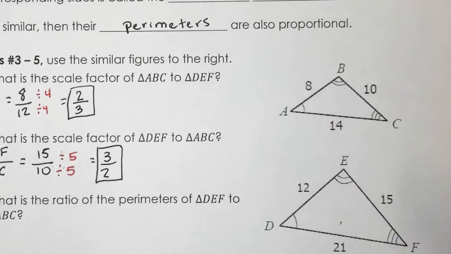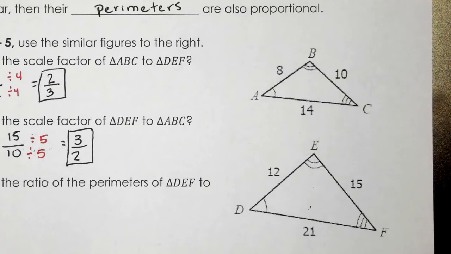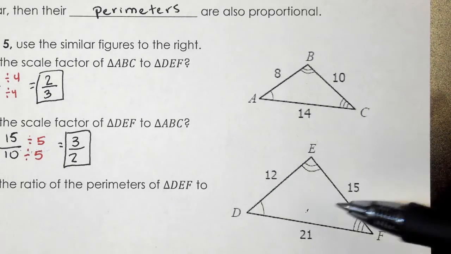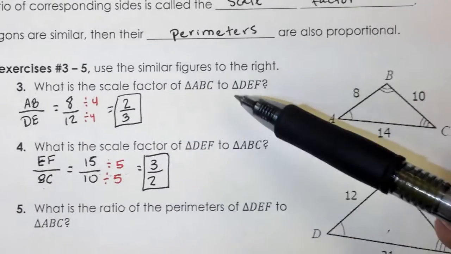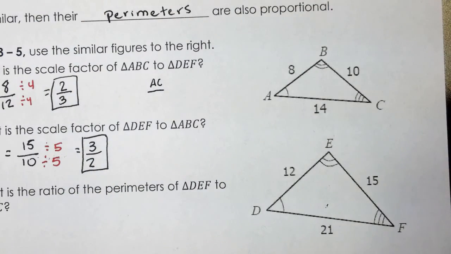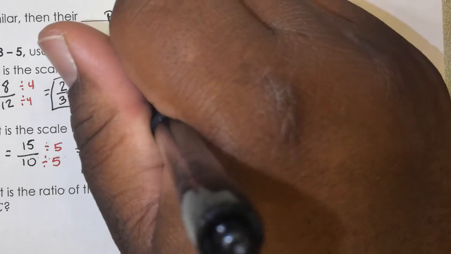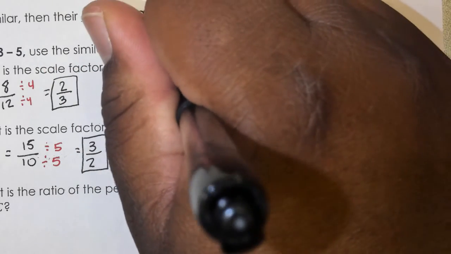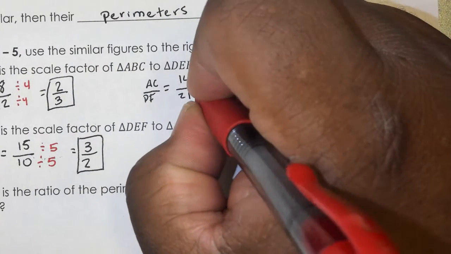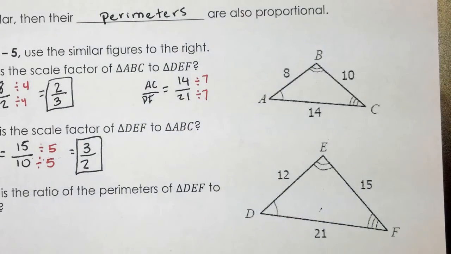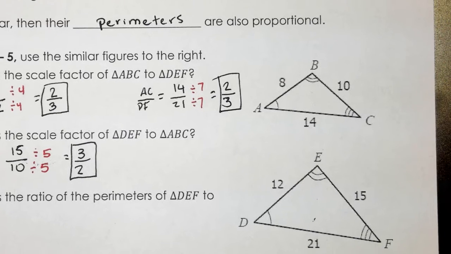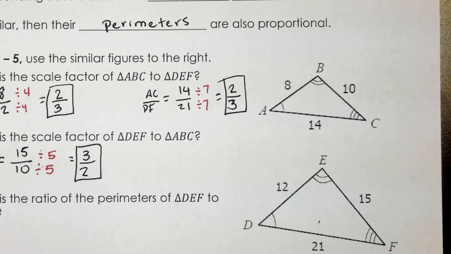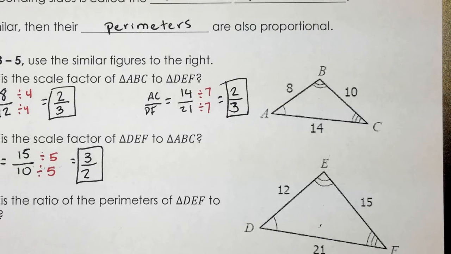Only other thing I want to show you is it doesn't matter what two sides you pick as long as they're corresponding. If you're picking the right two sides that match up correctly, you should get the same scale factor every time. Like say for the top one up here, instead of doing AB and DE, say if I chose AC over DF, that'd be 14 over 21. Divide by 7, divide by 7. Still gonna get 2/3. All my sides are proportional, so no matter what two sides I pick, as long as I pick and match up correctly.